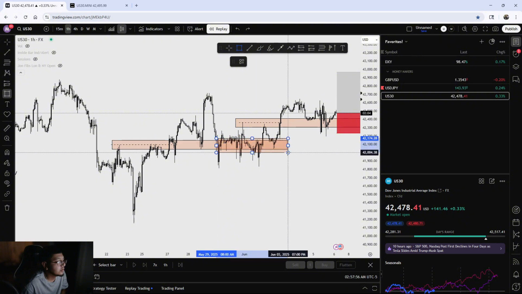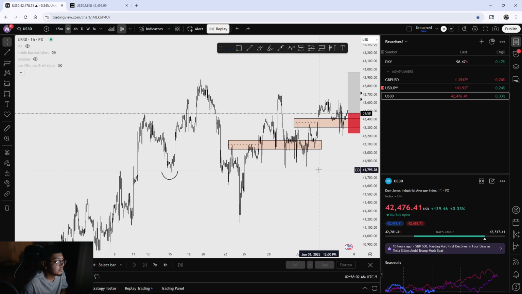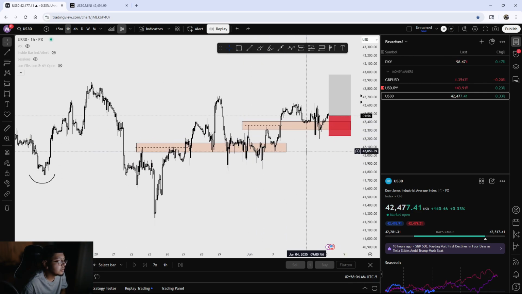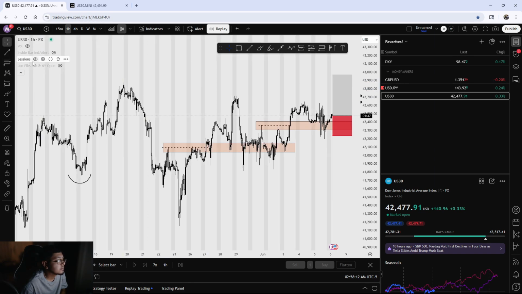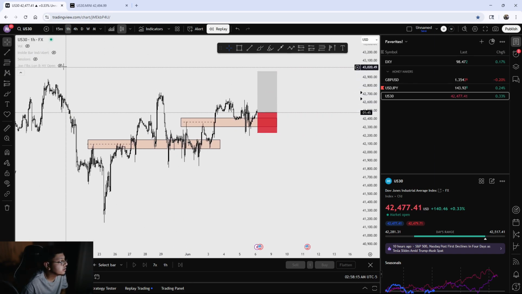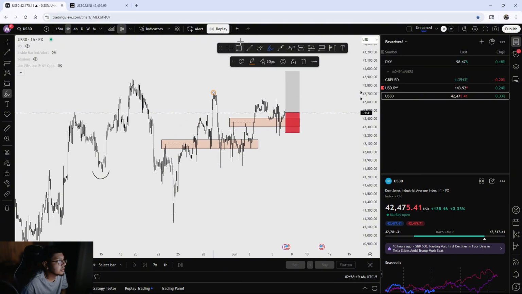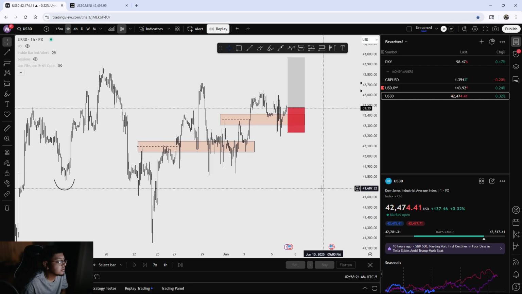And right here, we were honestly just consolidating, building up liquidity to go to the upside. So I do want to see these highs getting broken, right? We do have an Asian high up here. We also have an Asia high up here. So I do want to see these highs get taken out, if anything.